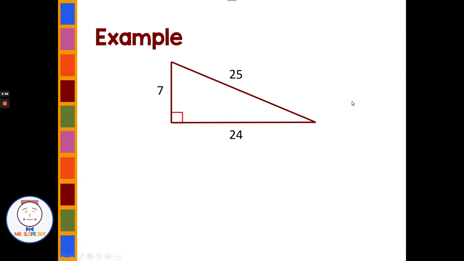We're going to start every problem in this unit by writing down the Pythagorean Theorem, A squared plus B squared equals C squared. And we're going to substitute in. The 25 has to be the C. The other two are interchangeable. So get that 25 in for C, so 25 squared. Then one of the legs squared is 7, 24 squared would equal 25 squared.